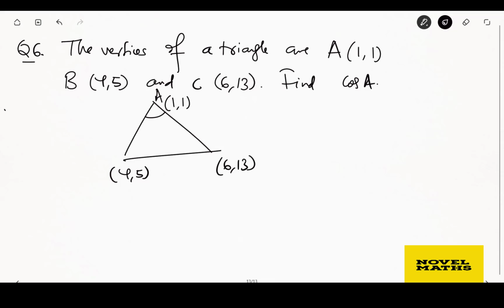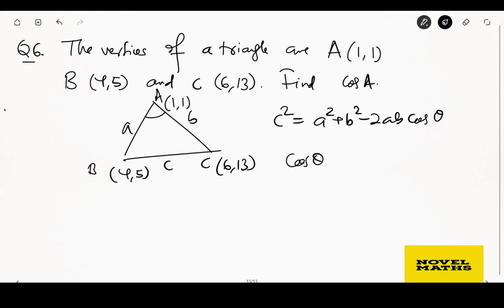This is A, B, C. Cosine of this point, cos of A. We can simply use law of cosine. Let's assume this is a, b, and c. So what is law of cosine? c square is a square plus b square minus 2ab cos of this angle. And to find the cos of this angle, it will be (b square plus c square minus a square) over 2bc. Ultimately the question is finding a square, b square, c square and putting it here.